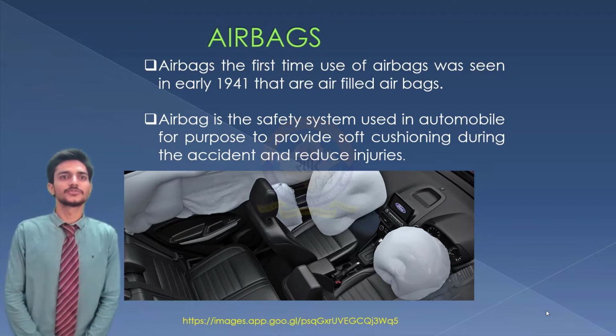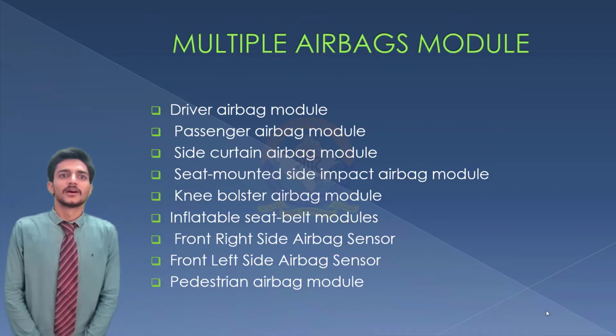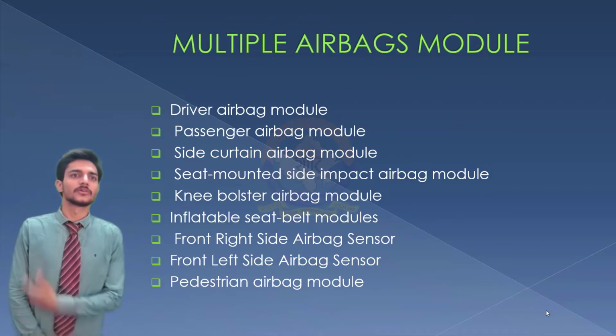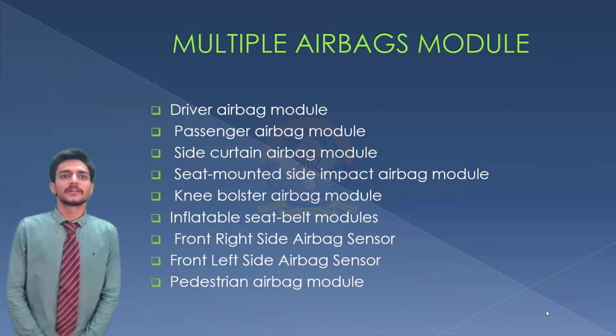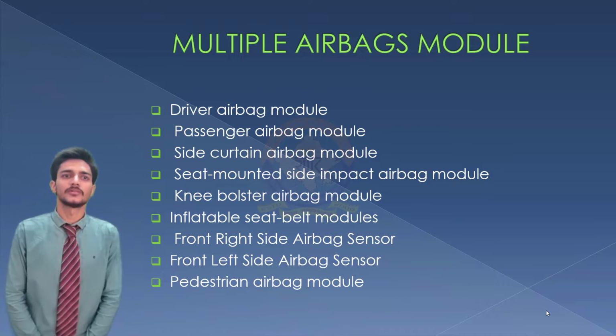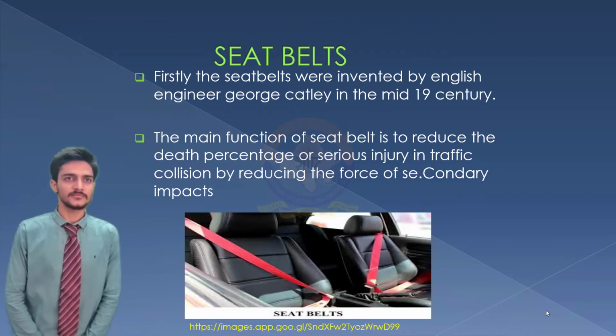An airbag is a safety system used in automobiles to provide soft cushioning during an accident and reduce injuries. It basically provides an energy-absorbing surface between the vehicle occupant and the steering wheel and instrument panel. These are some names of different types of airbags used in modern vehicles nowadays: driver airbag module, passenger airbag module, pedestrian airbag module, side curtain airbag module and many more types, as you see in the slide.